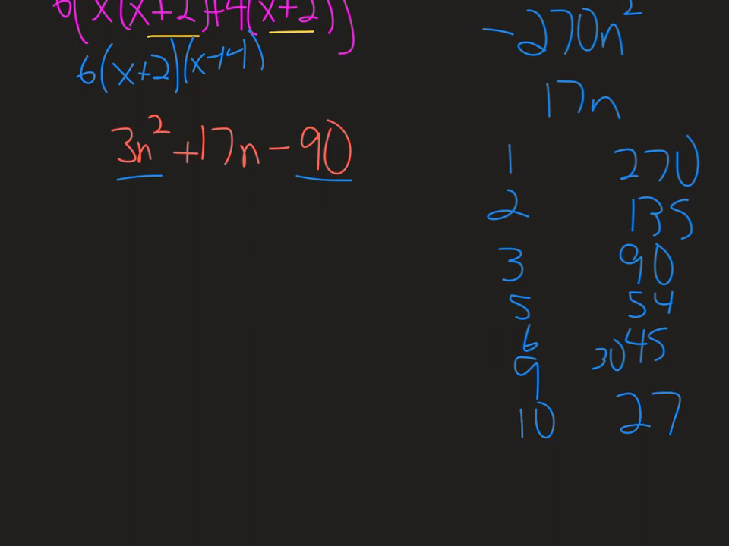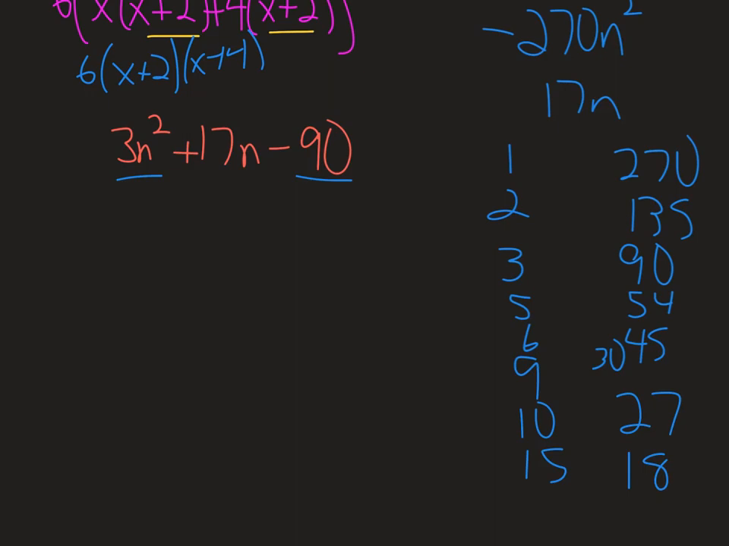270 divided by 11 didn't work. 12 didn't work. 13 didn't work. 14 didn't work. 15, so 270 divided by 15 is 18. Okay, I listed them all. Whew. Now, I need to multiply to negative 270 and add to 17.